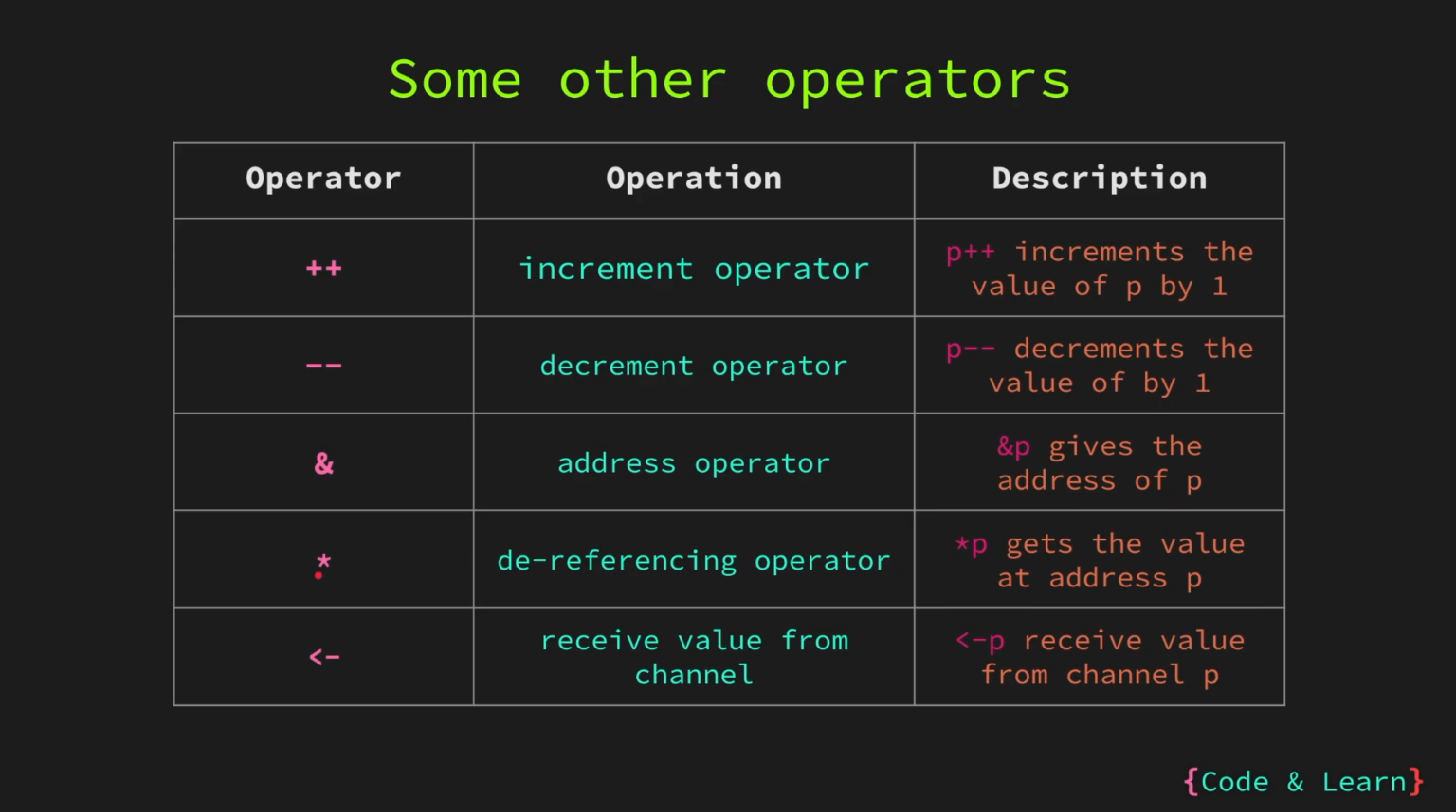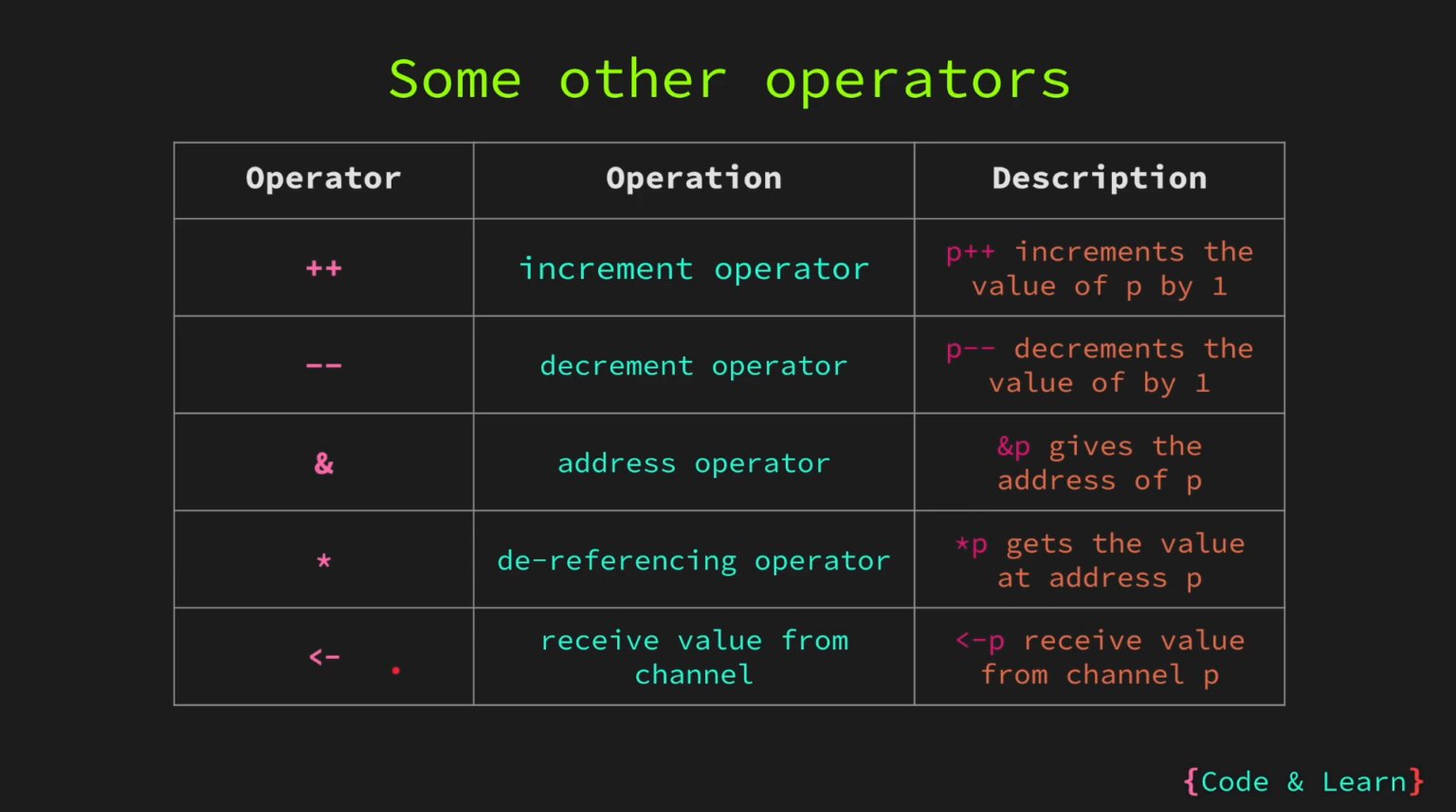The next one, the asterisk, is the dereferencing operator, which, given the address in memory of an entity, is used to get the value of the entity stored at that address. So asterisk P, where P stores the address of the entity, or in other words is a pointer, would return the value stored in memory at the address stored in P. We will talk about both the address and dereferencing operators when we talk about pointers in depth.